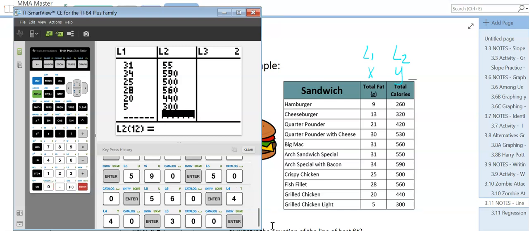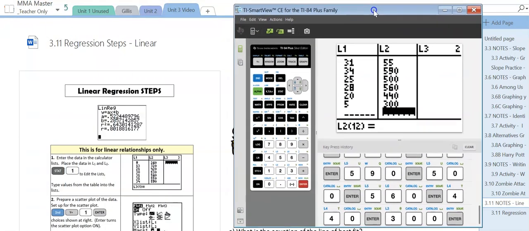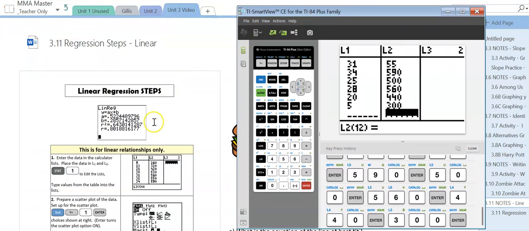And something really important to note is you want to make sure over here that you have the same number of items in each list. That's one of the number 1 mistakes, okay? So the first question on our example over here is to find the line of best fit. So we are going to start working through these steps over here.